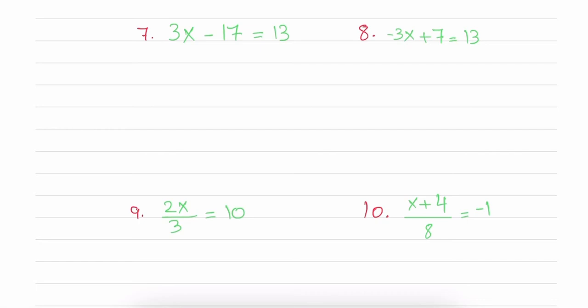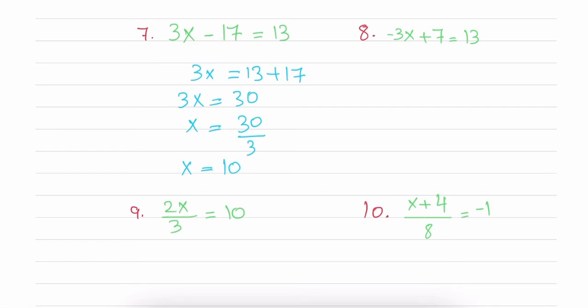Question 7. We have 3 lots of x take away 17 is 13, which means I have to add 17 first to both sides, and this would be 3x. Make sure that you maintain both sides while solving equations. 3x equals 13 plus 17. This means 3x equals 30. Now, I need to divide by 3 on both sides. This would leave me with x equals 30 over 3, which is 10. So, x equals 10.